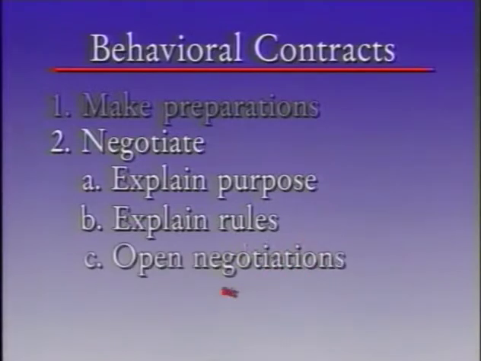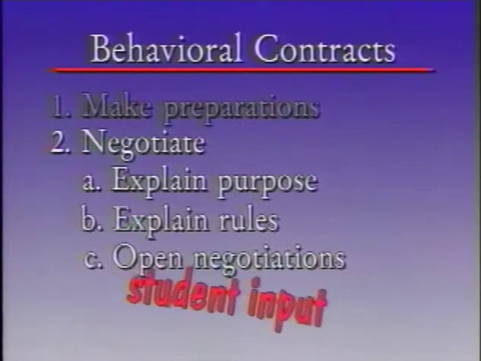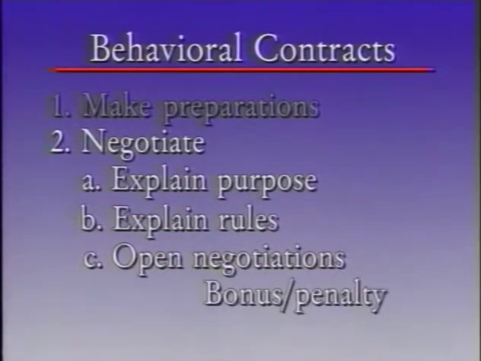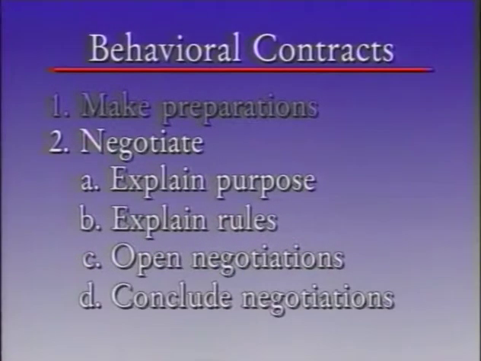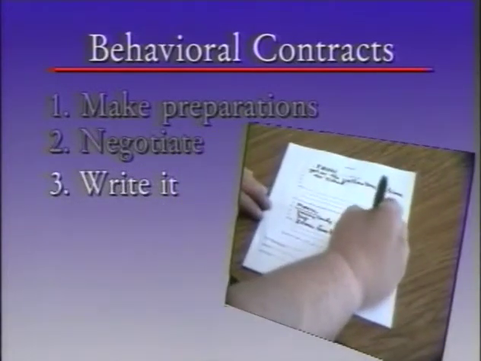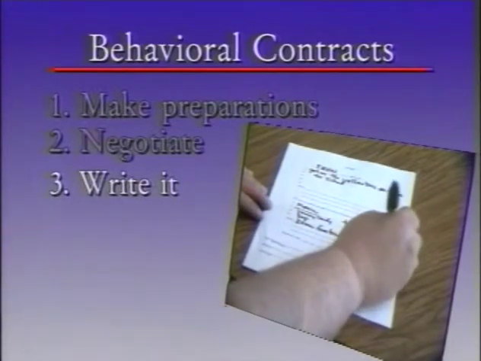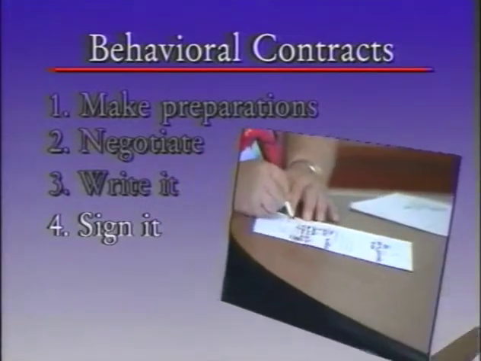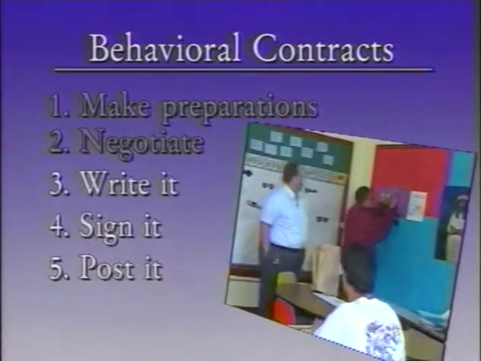Now, open negotiations. Share your ideas. Be sure to ask the student for his input. If necessary, select bonus and penalty clauses. Finally, conclude negotiations and remind the student that the contract is open to renegotiation at any time. Now it's time to write the terms of the contract. Be specific to avoid later misunderstandings. Sign it, then post it to enhance its effectiveness.